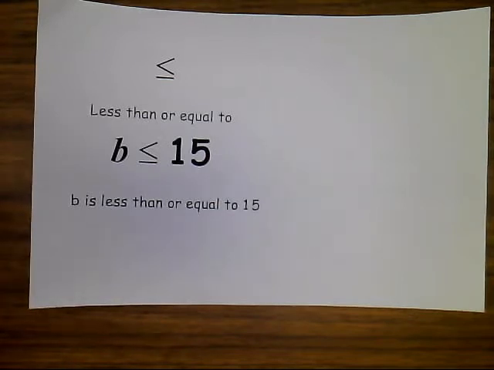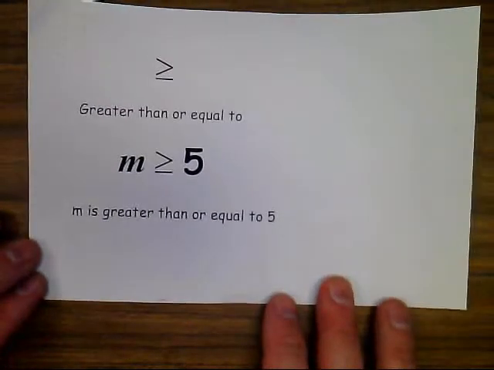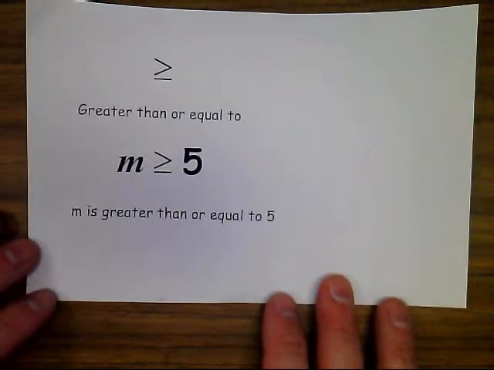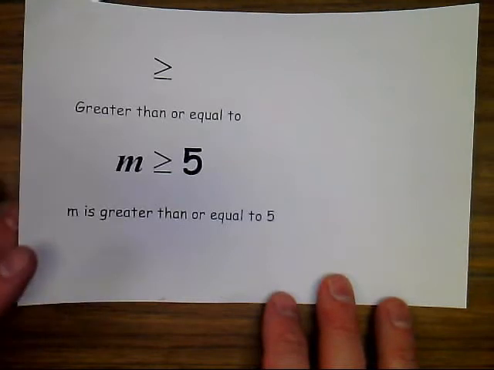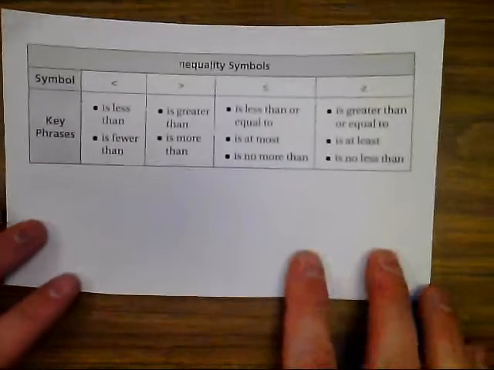But let's be clear, it's different than the less than sign because b in this case could equal something less than 15 or it could equal 15. So our solution set is increased by 1. There's one more number that could be a value of b. Same thing works with the greater than or equal sign, and this will be read as m is greater than or equal to 5.